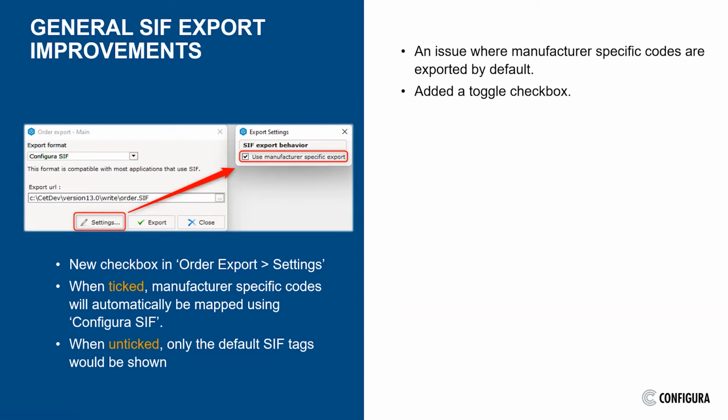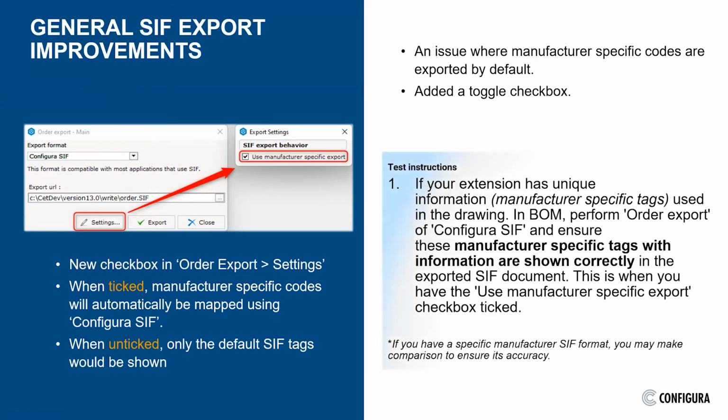Right now, when you export as a Configura CIF, the general format, the manufacturer mappings are exported in the CIF by default. So that's why we're preventing this in CET 13.0. That's why we've made a toggle, which is the checkbox over here. So it is unchecked by default, right? So you will not get the manufacturer specific codes to be mapped when you use Configura CIF export. Okay, so when it's ticked, it will automatically be mapped, but when it's unticked, only the default CIF text would be shown.